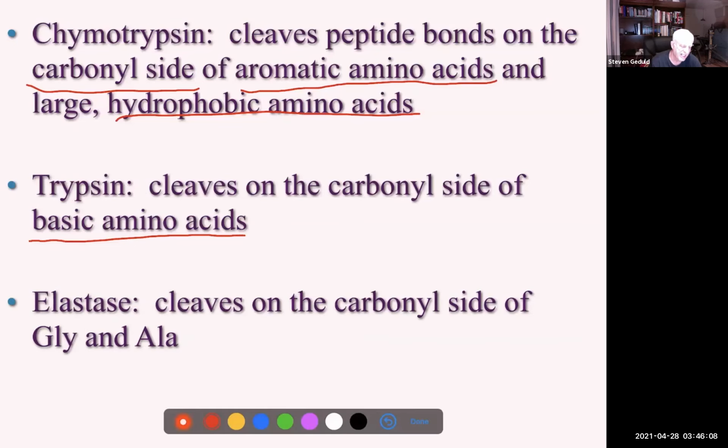Elastase cleaves on the carbonyl sides of glycine and alanine. Those two amino acids fit into elastase, and that cleaves on the carbonyl side. Again, different enzymes are going to have different shapes for different amino acids from their R groups. If the R group fits in, then it can cleave at that carbonyl carbon and separate it and form smaller peptide chains. So we can start breaking it down. It breaks down larger chains into smaller chains.